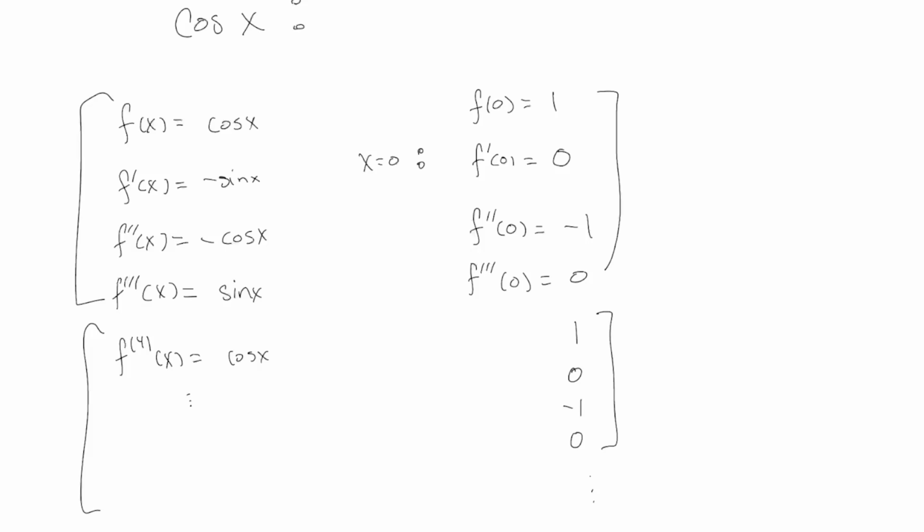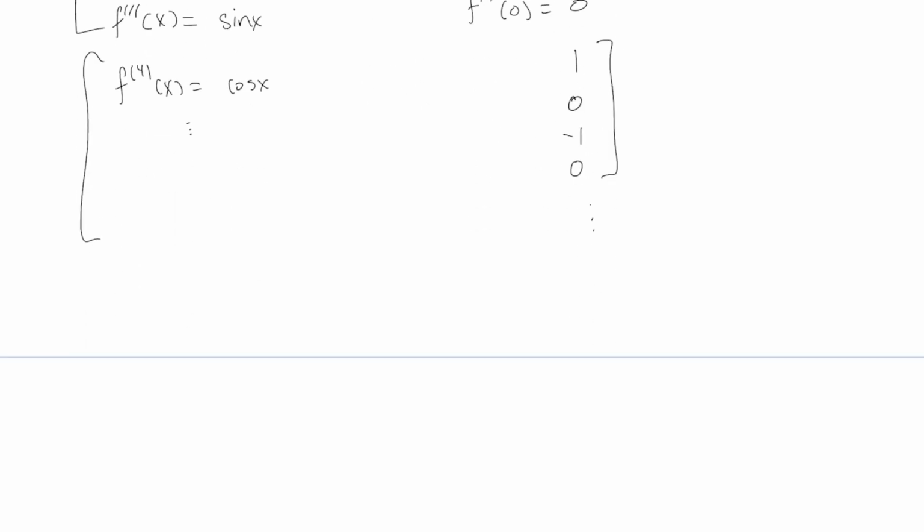Right? So the pattern this time is almost the same. What we had before was the same numbers, just the cycle where the numbers appear is slightly different. This time it starts with a 1, and then has a 0, then a minus 1, then a 0. Okay, so what is our series going to look like?